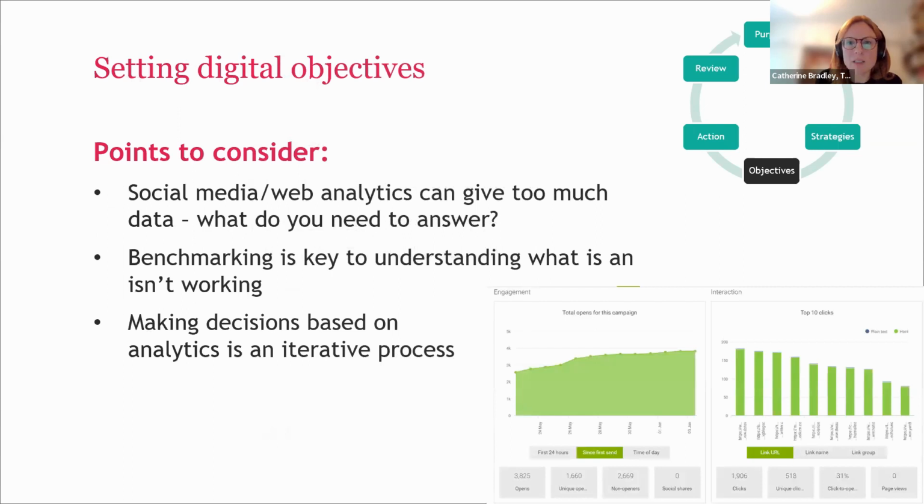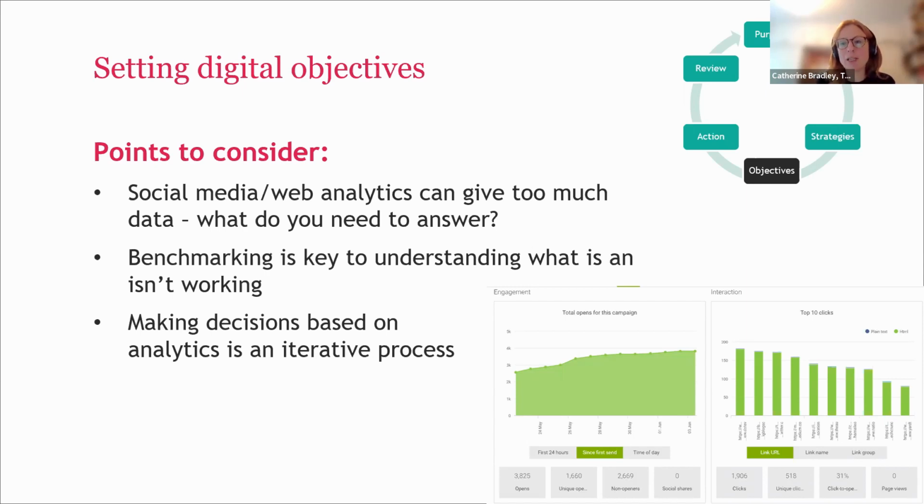I've just included a little bit here as well on setting digital objectives. I thought it might be helpful to unpick this a little bit further. There's obviously lots more to delve into here, but just to give you a few points to think about. Social media and website analytics can often give us too much data. So when you're thinking about digital objectives, concentrate on the data which will help answer the questions you're asking. And benchmarking is really key to understanding what is working and what isn't working.